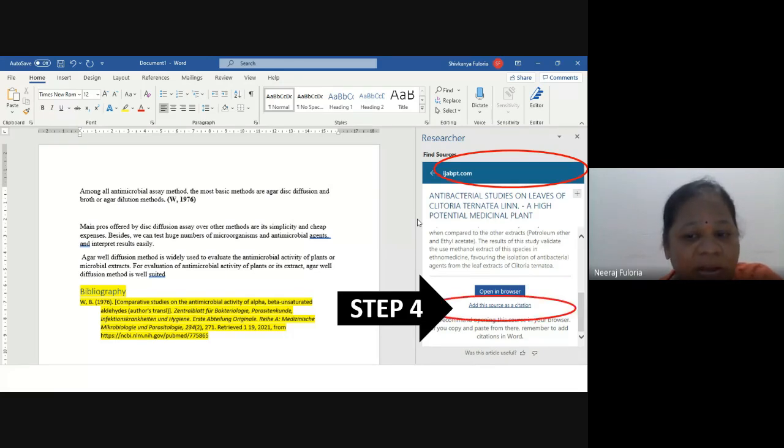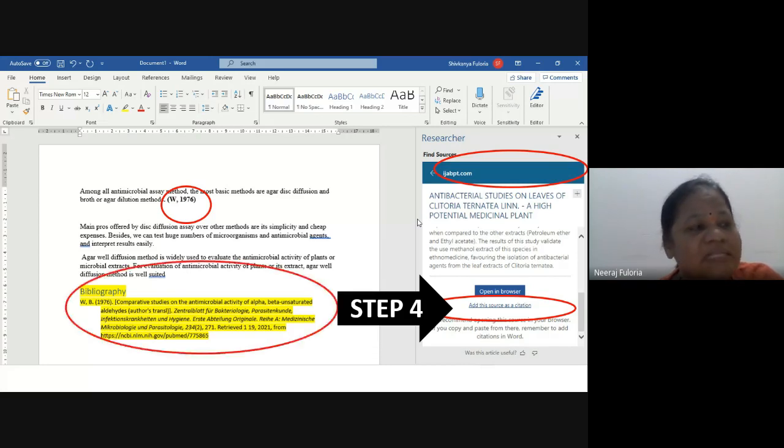And once you add this source as a citation, you can see here step 4, add this source as a citation. Once you add the citation here, automatically you can see the bibliography is inbuilt. As the standard quote I told you, something is better than nothing. So here you got the list, you are getting the citation, and it is automatically inbuilt. The reference is showing everything.